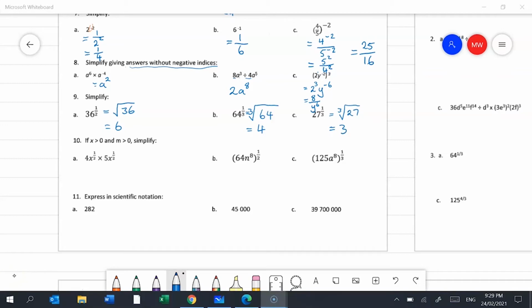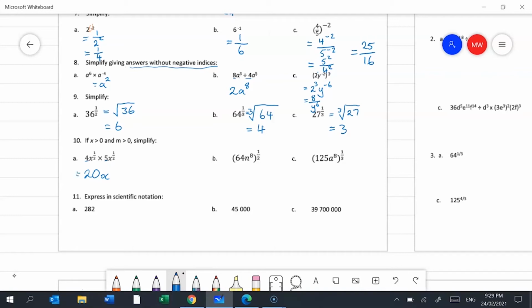Question 10, there's probably a lot of ways you can approach these questions, but I want to try and keep it as simple as I can. Here I'm going to deal with the numbers first. So I've got 4 times 5 that makes 20. I've got x's that are being multiplied by one another, and I know that the index law says I can just add those indices. So a half plus a half makes 1. Normally I wouldn't bother writing that in, so 20x is the most correct answer.